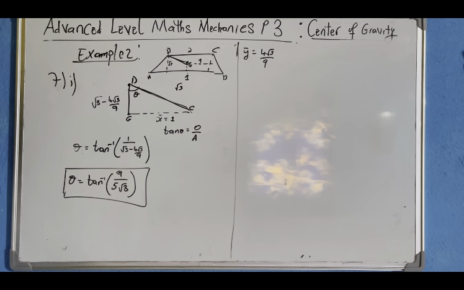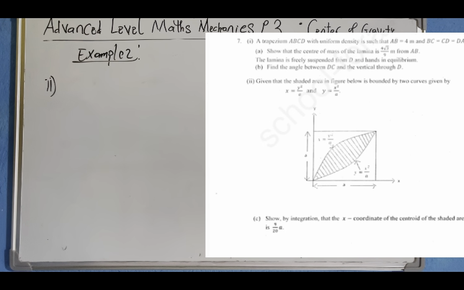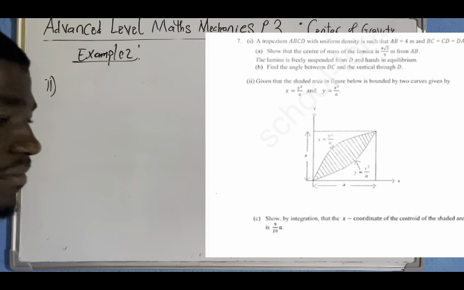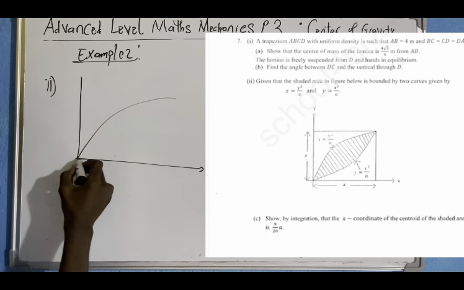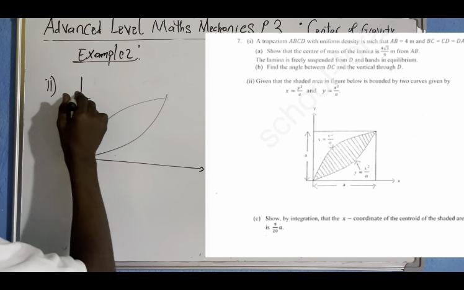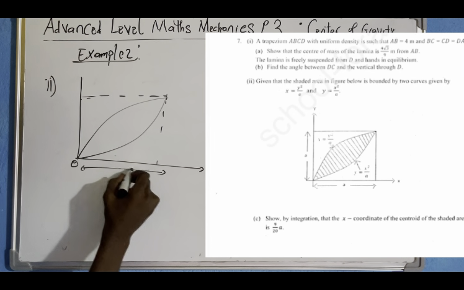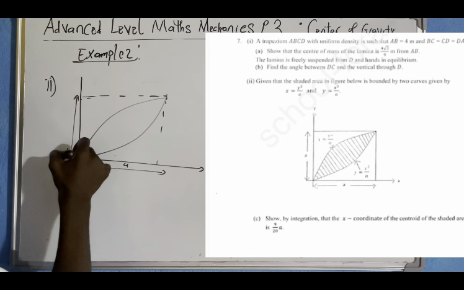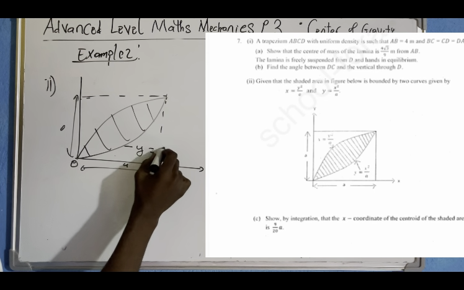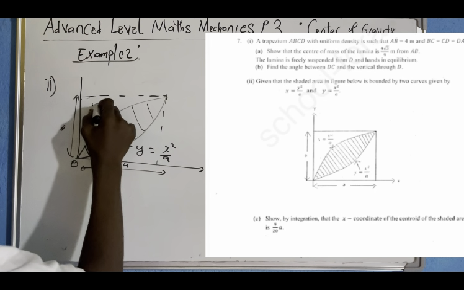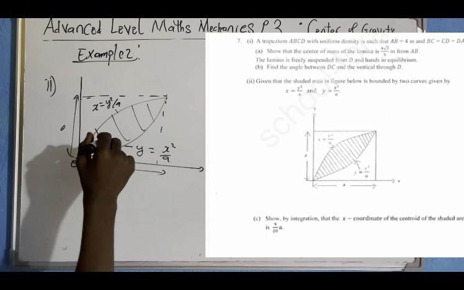Now, let us go to Roman 2 of the question. Given that the shaded area in the figure below is bounded by two curves, so we are having two curves like this. It's bounded by two curves and it is delineated like this. Here is 0. The distance from here to here is A. The first curve is y equals x squared all over A, and the other curve is x equals y squared all over A. Voilà.